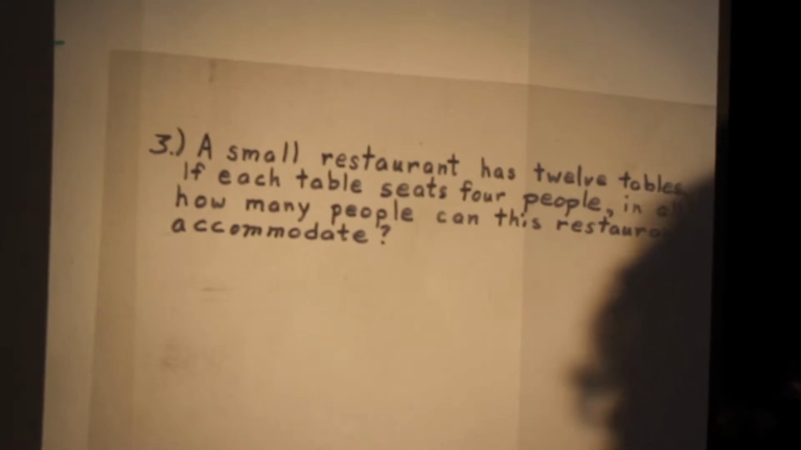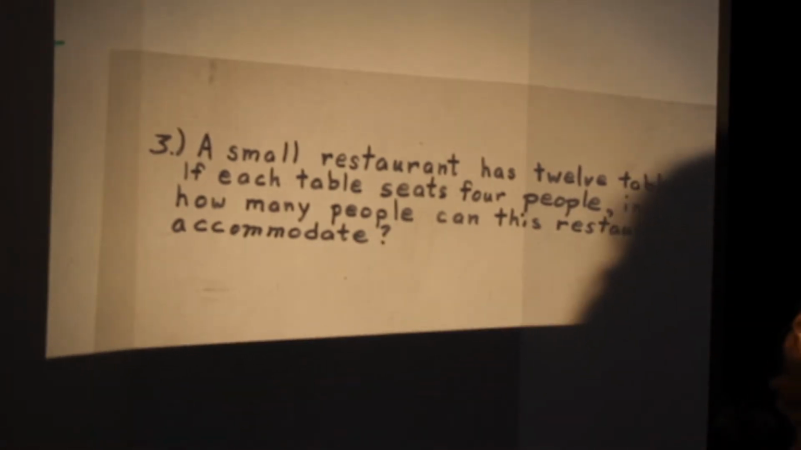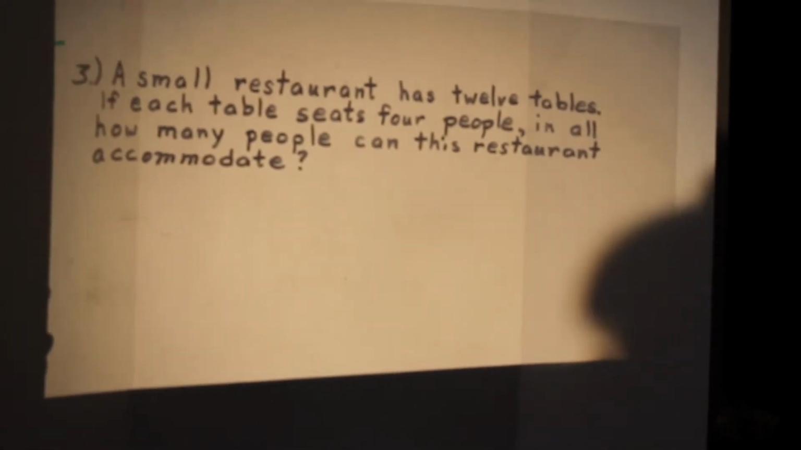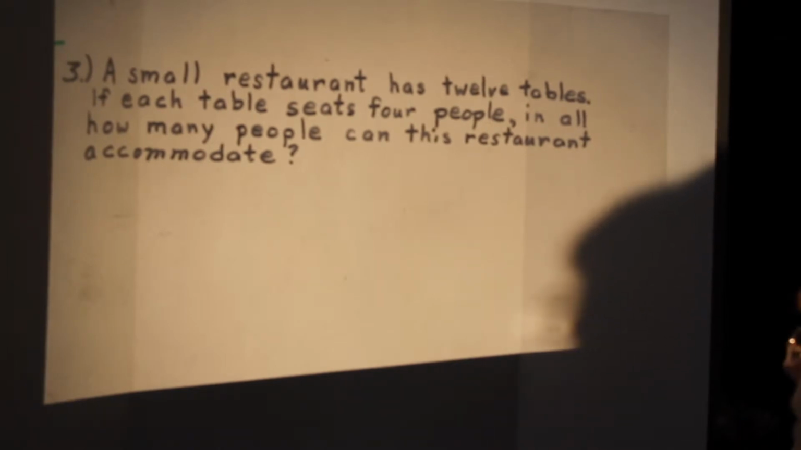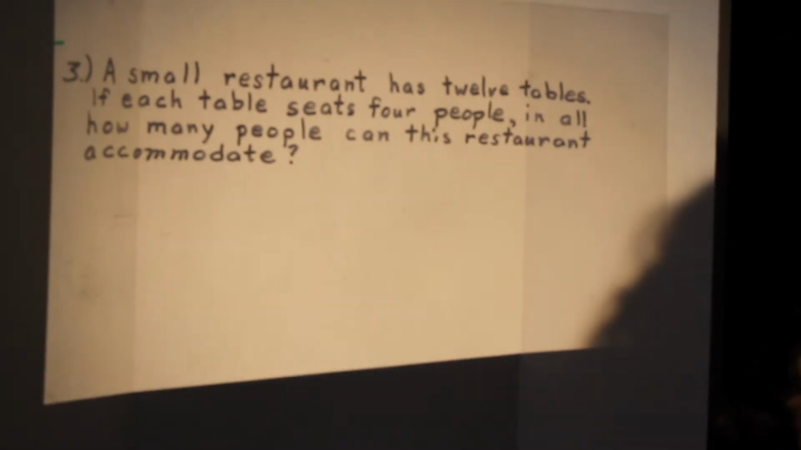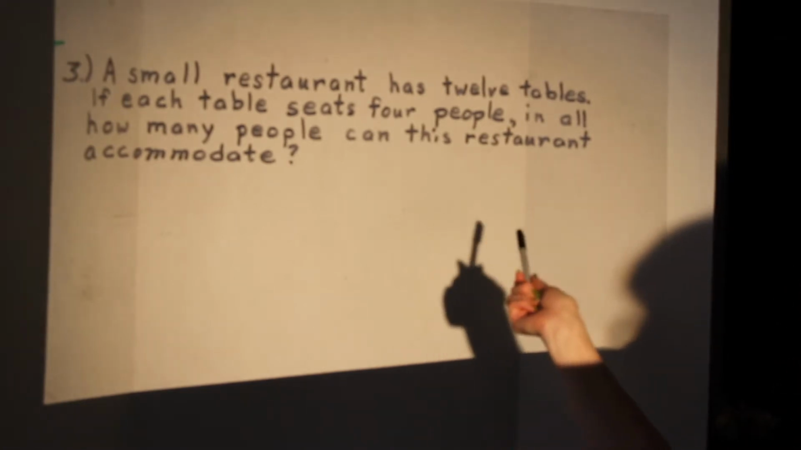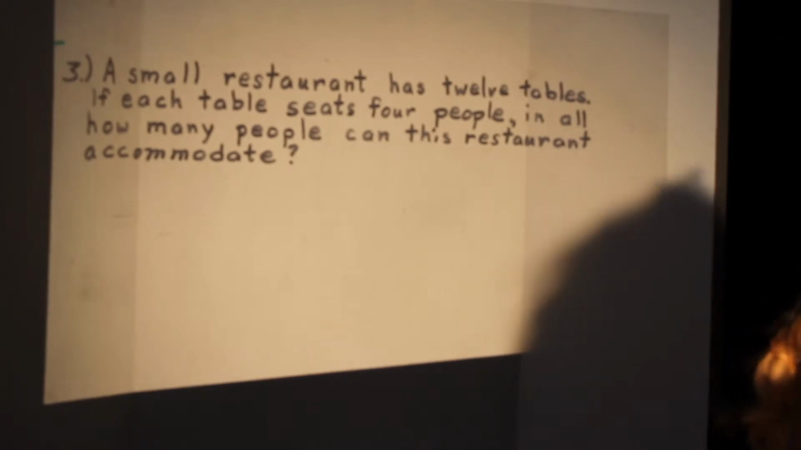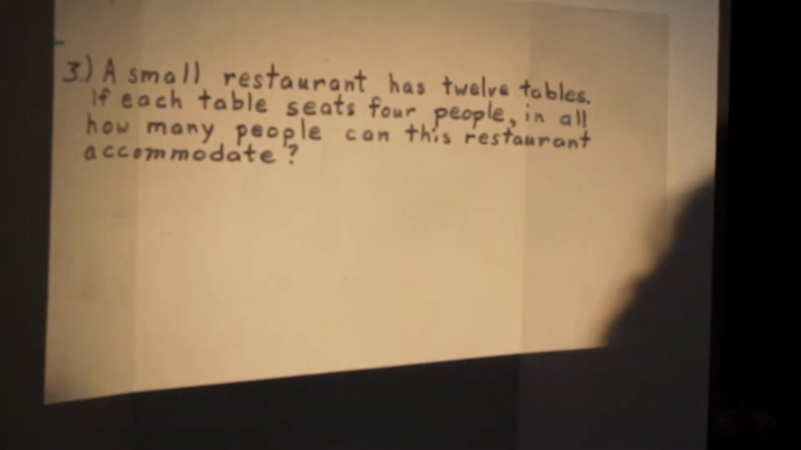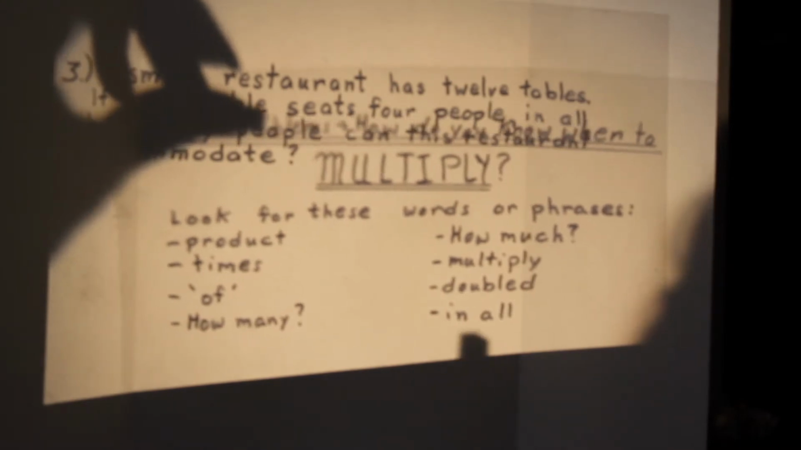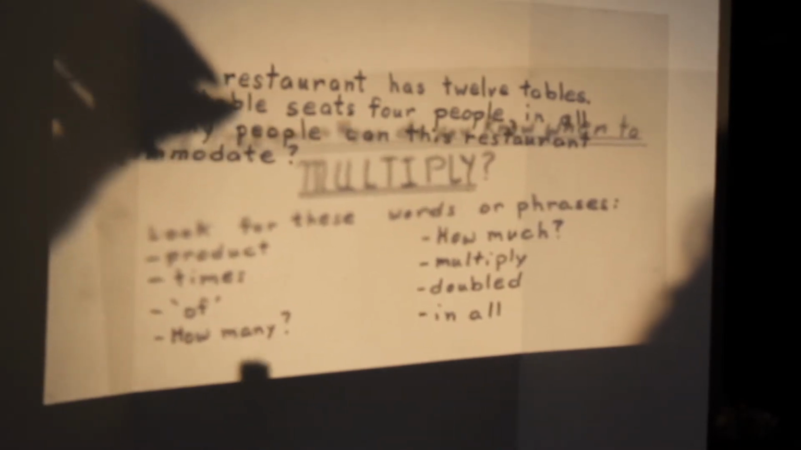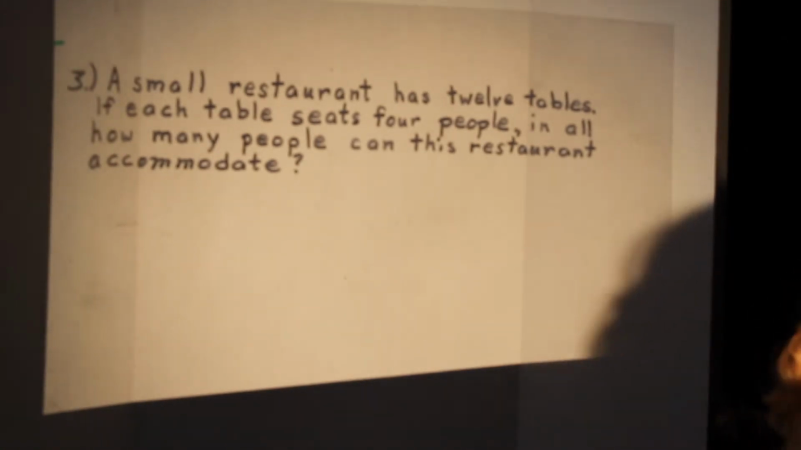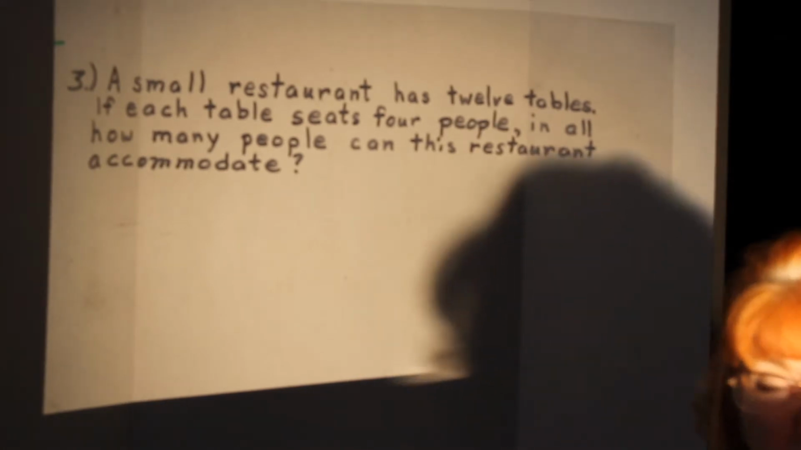Take a look at the 3rd example. So we have a small restaurant, has 12 tables. If each table seats 4 people, in all, how many people can this restaurant accommodate? So we're looking at your key words. In all, how many? So we've got a couple of cues that tell us we need to multiply.